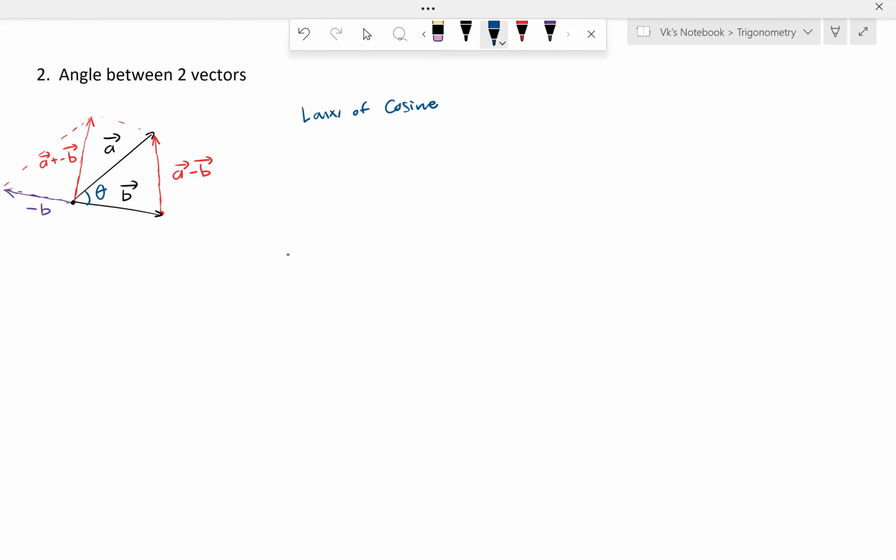Which says that the magnitude of A minus B squared is equal to the magnitude of A squared plus the magnitude of B squared minus 2 times magnitude of A, magnitude of B, cosine of the angle theta. Magnitude of A minus B squared, from the property of dot product, is (A minus B) dot (A minus B).